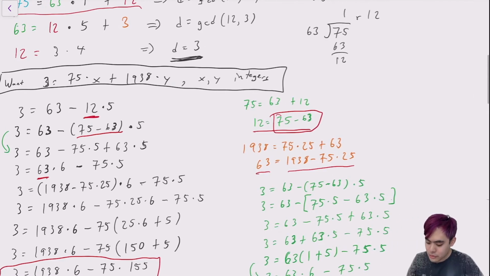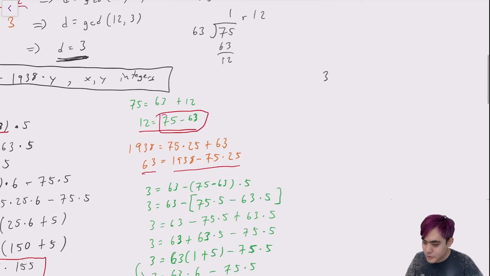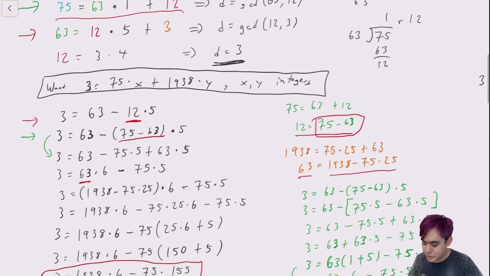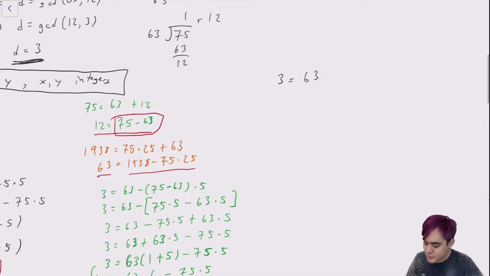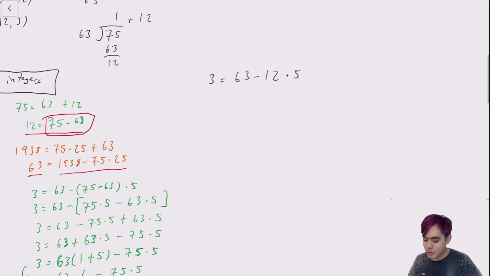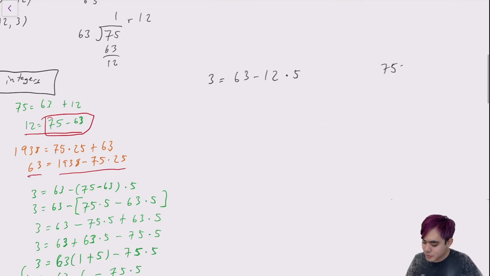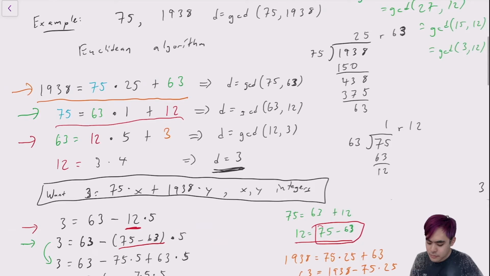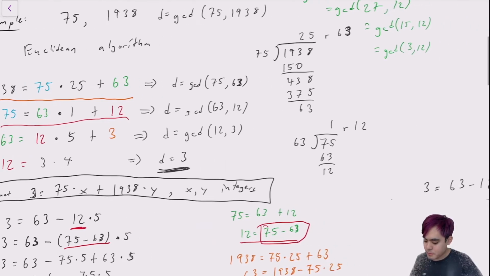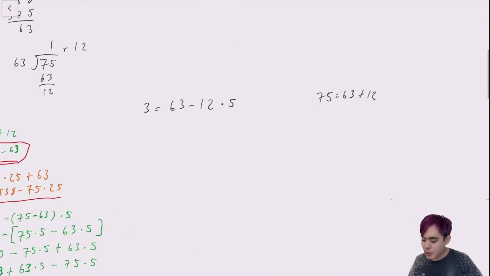Okay, so the question is, we have 3 is equal to 63 minus 12 times 5, right? That's our starting point, and hopefully that makes sense. And we also know that 75 is equal to 63 plus 12, right? And that came from one of our equations up here, right? So what we want to do now is we want to say, well, then 12 is equal to 75 minus 63, right?